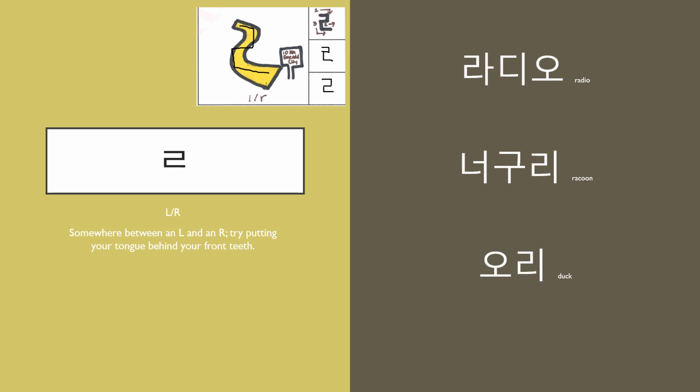The second word is raccoon, and it's pronounced as 너구리, 너구리, 너구리. And the last word is duck, and it's pronounced as 오리, 오리, 오리.